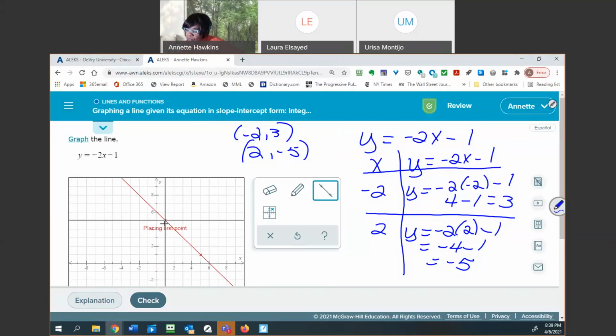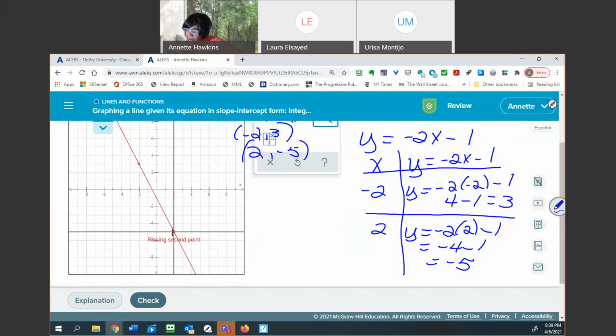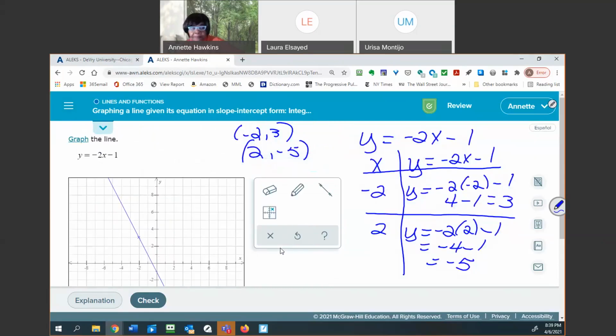So we got negative 2 and 3. When you get to 3, put a point there. Then we're going to go positive 2 and go down to negative 5. And here is the line. Okay.